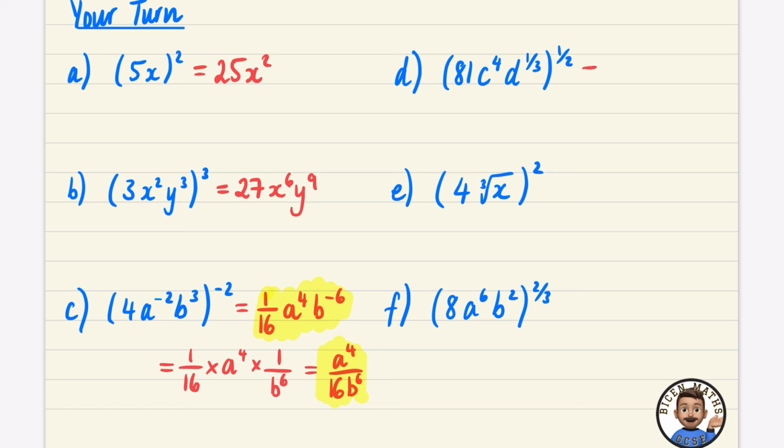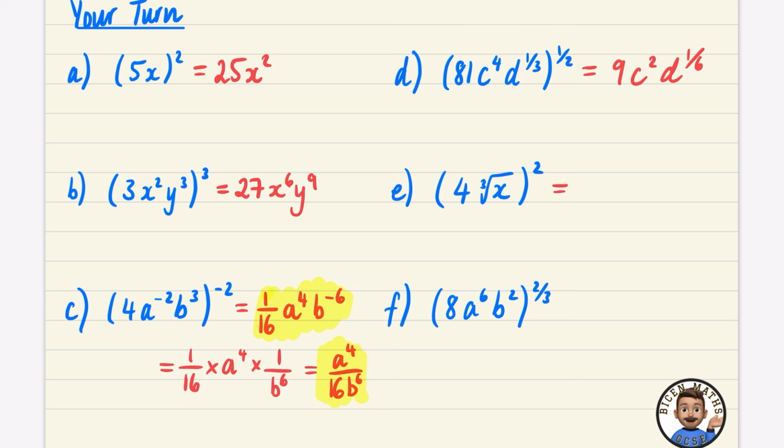Okay, so the power of a half means square rooting. So I'm actually just going to square root the 81 to get 9. I'll multiply the 4 and the half, because remember you're multiplying the powers to get c squared. And then we already did a third times a half. A third times a half is a sixth, so it's d to the power of a sixth.